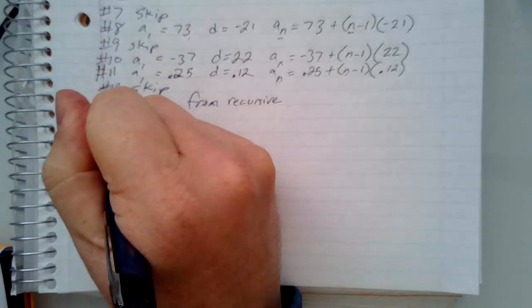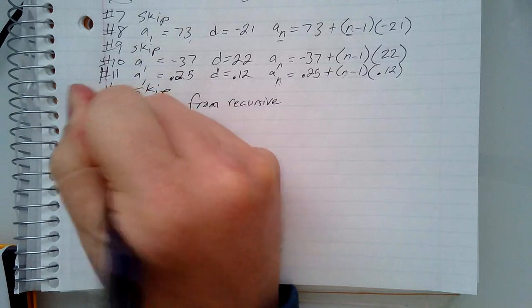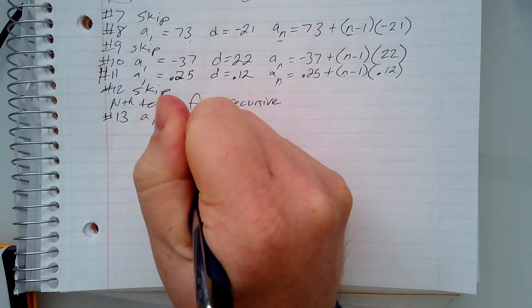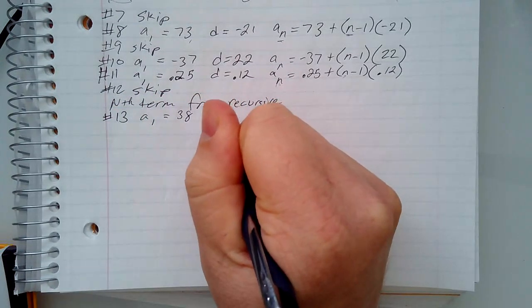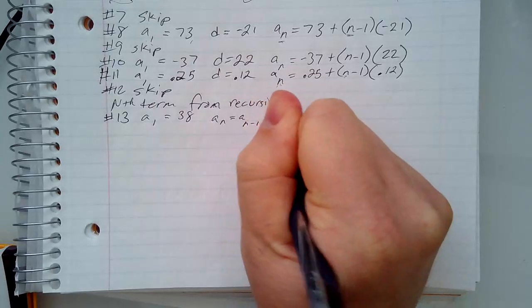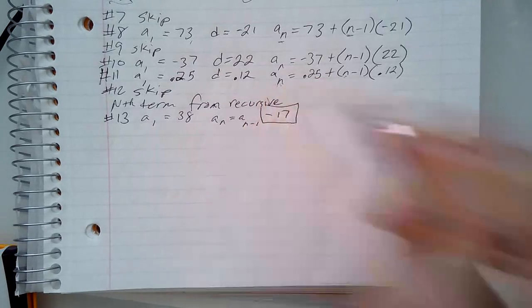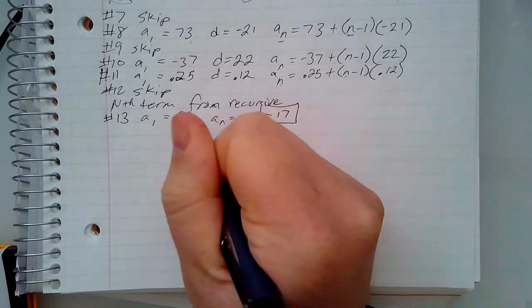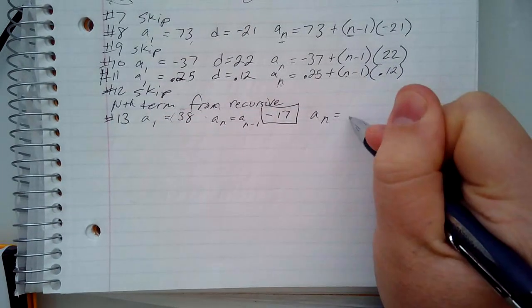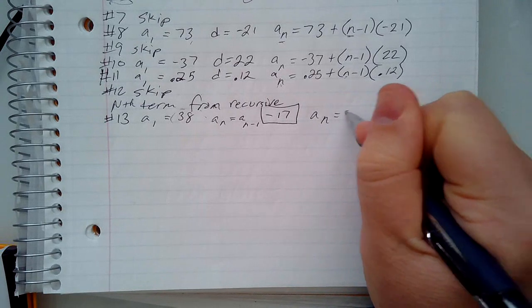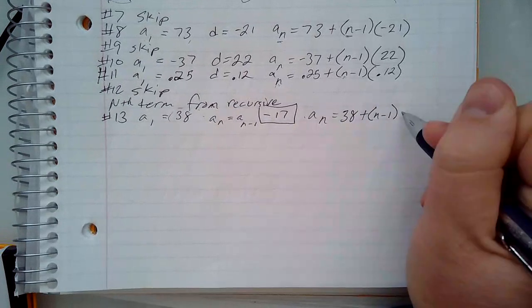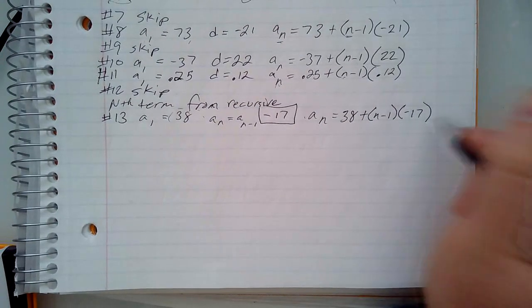Number 13 says a sub 1 is equal to 38, and then it says a sub n is equal to a sub n minus 1 minus 17. So that is our common difference. There's our first term, there's our common difference. Let's write the equation. A sub n is equal to the first term, which is 38, plus n minus 1 times the common difference, negative 17, and we're done.